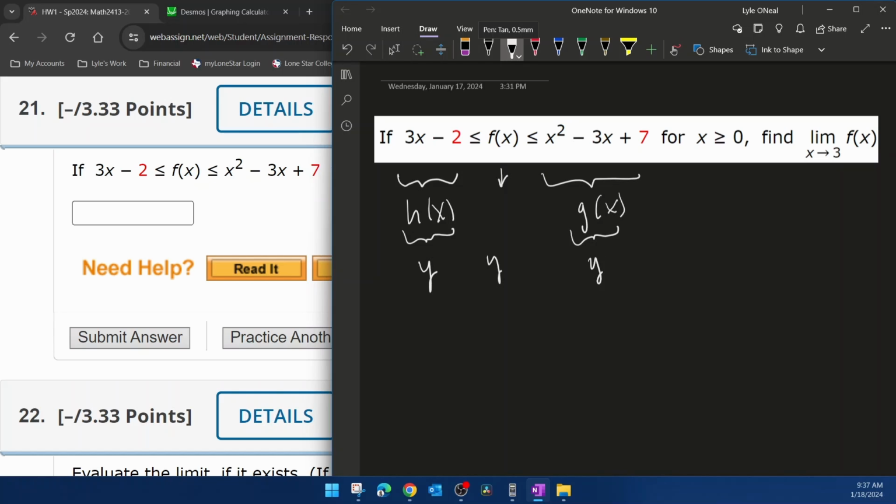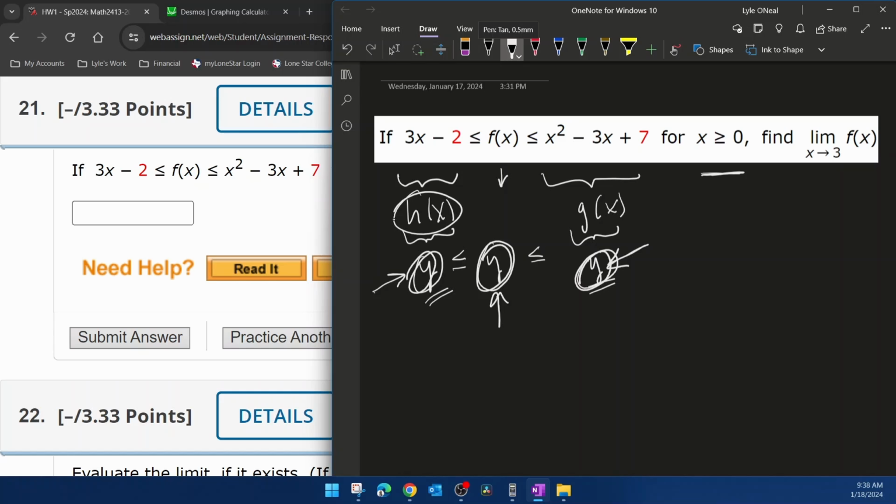So what they're trying to say is, for any x greater than or equal to 0, our function, our y values are going to be between these other y values. So whatever this function approaches and whatever this function approaches, this has to be squeezed in between there. That's where we get the squeeze theorem from. So this is the squeeze theorem, okay?